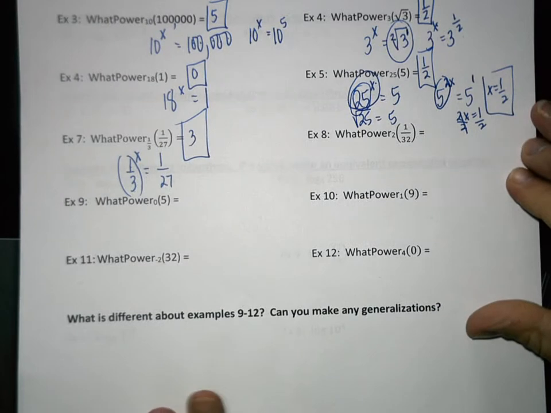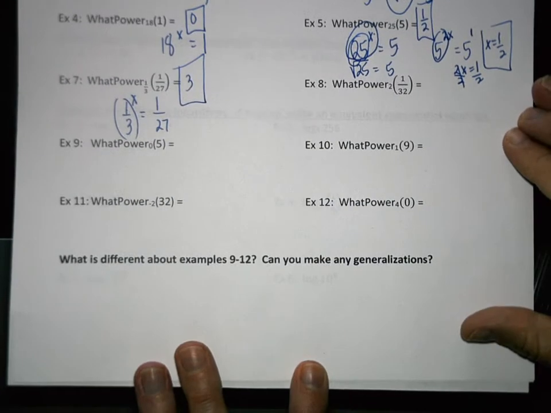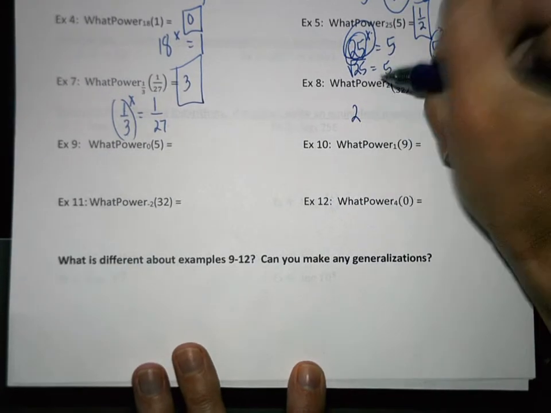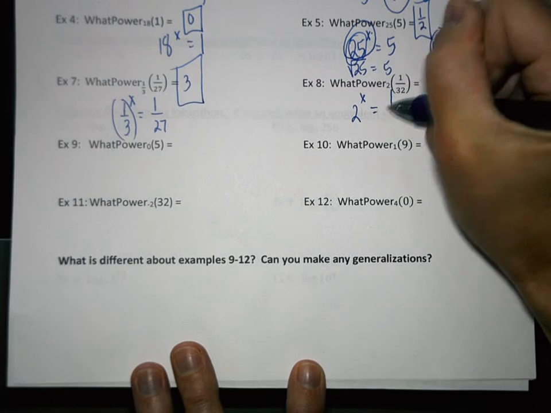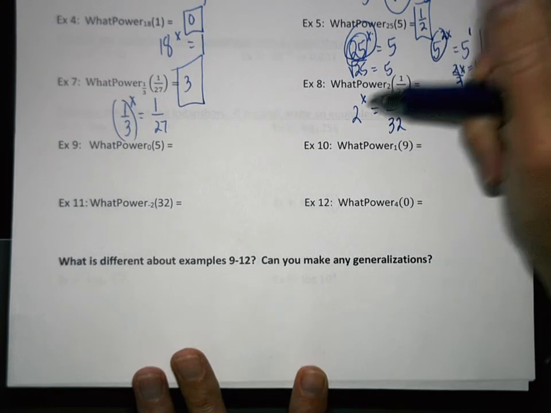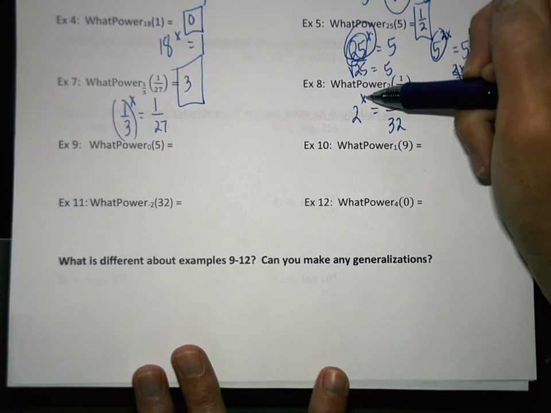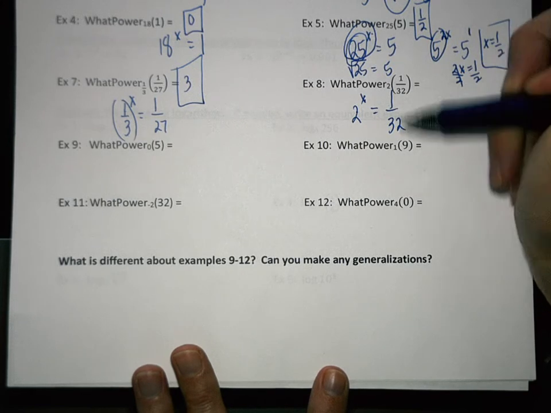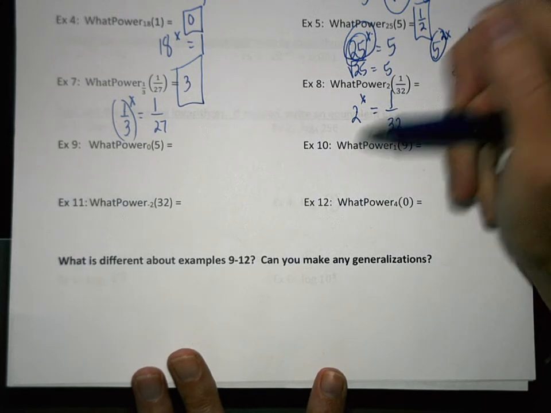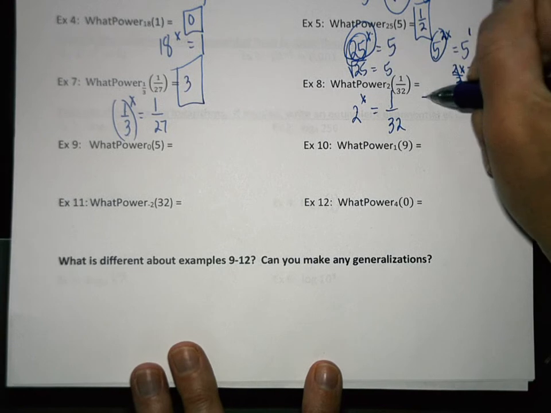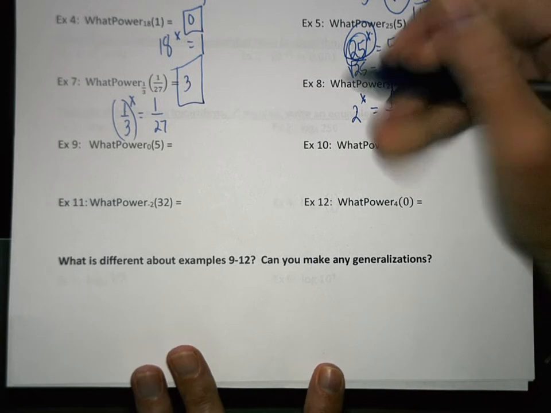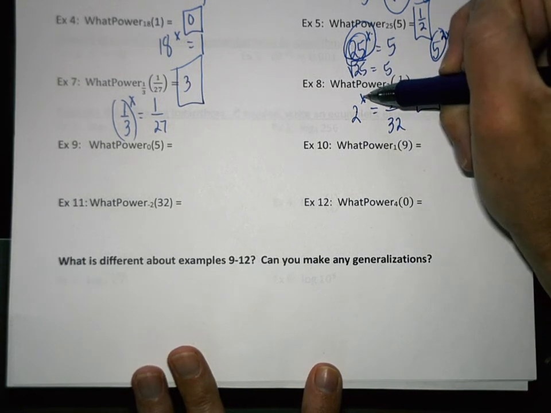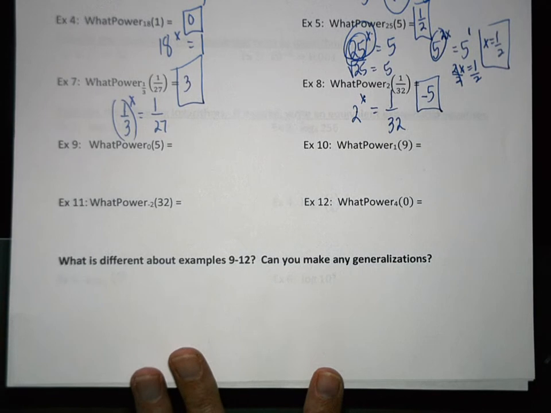Example 8. 2 to what power gives me the answer of 1 over 32? We know that 2 to the 5th power gives me 32, but this 32 is in the denominator. And so in order to make it switch sides, it would need to be a negative 5. So 2 to the negative 5th power will give me the answer of 1 over 32.